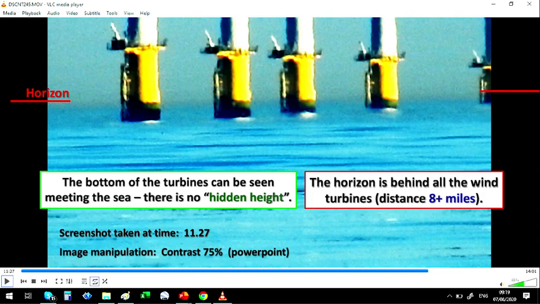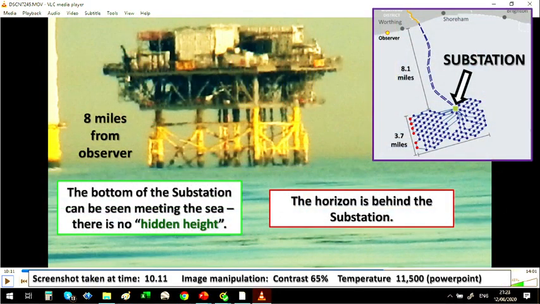Screenshot taken at 11:27, image manipulation, contrast 75%. The bottom of the substation can be seen meeting the sea. There is no hidden height. The horizon is behind the substation. The substation is 8 miles from the observer.